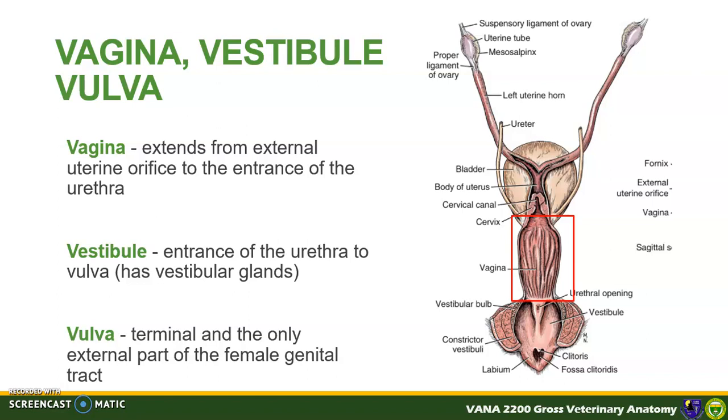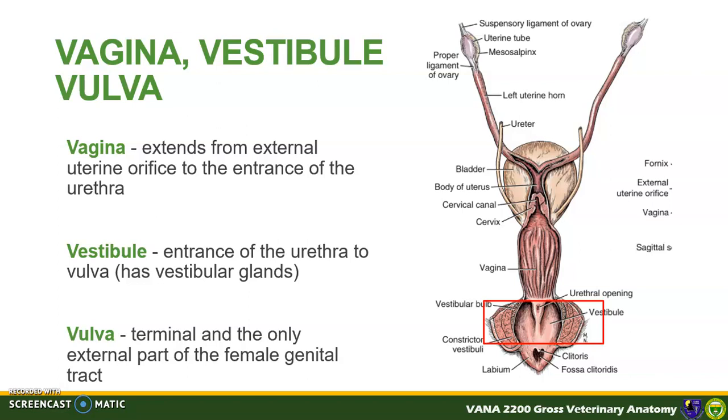Next to the vagina is the vestibule. It extends from the urethral opening until the boundary with the vulva. This is the part of the reproductive tract belonging to both urinary and the genital system. It connects the vagina with the external opening called the vulva.